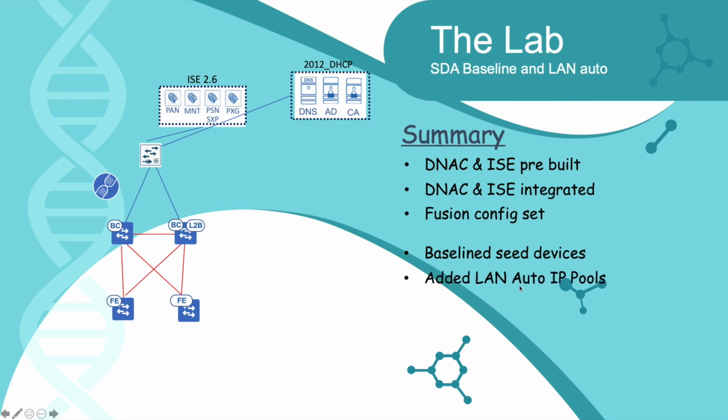Then we created LAN automation pools, so we need those IP pools to assign to the LAN automation job, because then DNAC can go and carve those addresses up.